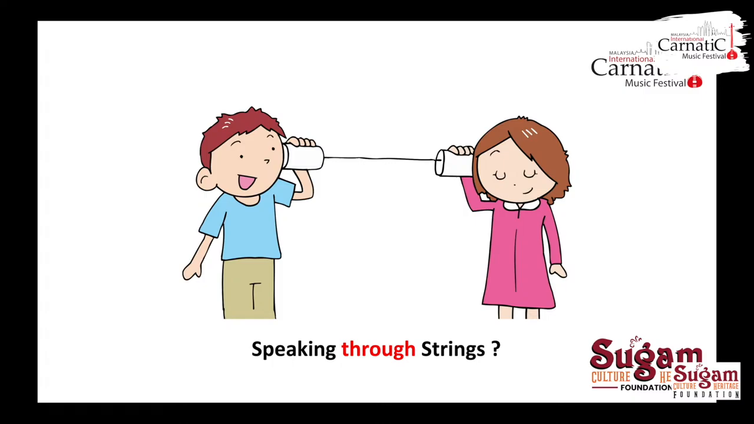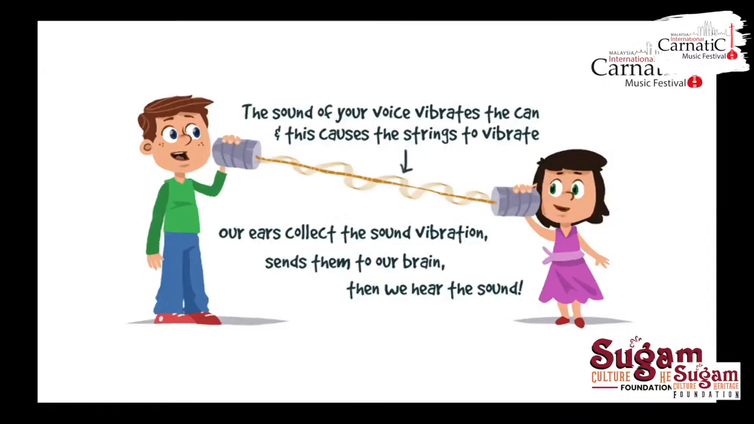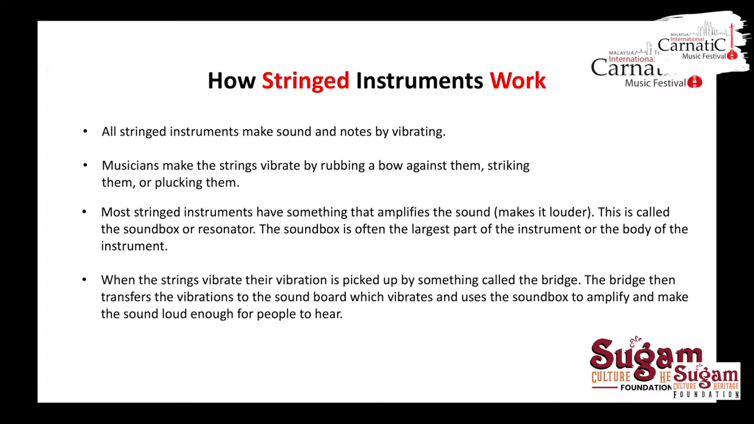of the sound vibration, right? And that's exactly what we are witnessing on the violin. By definition, the sound of your voice vibrates through the can in the earlier example, and this causes the string to vibrate. Our ears collect the sound of vibration, send it to our brain, and then we hear the sound. All stringed instruments make sound and notes by vibrating. Musicians make their strings vibrate by rubbing the bow against them, striking them, or plucking them.